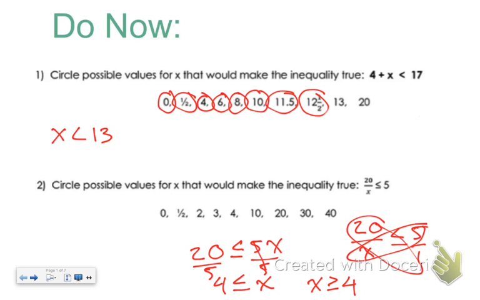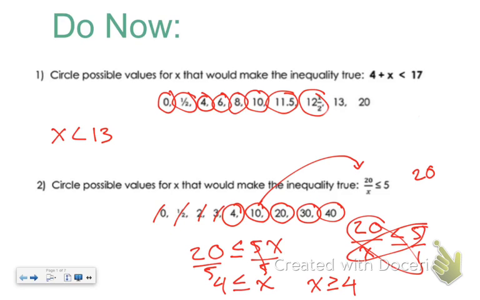So let's look at all the values on our list in which x is greater than or equal to 4. So 0 is not greater than 4, half is not greater than 4. 4 is less than or equal to, it has the second part. 10, 20, 30, and 40. So all of these values would make our inequality true. So I'll just show you by substituting. Let's take 10. 20 divided by 10, we're checking if this is actually less than or equal to 5. 20 divided by 10 simplifies to 2, and 2 is less than 5, so it works for this inequality.